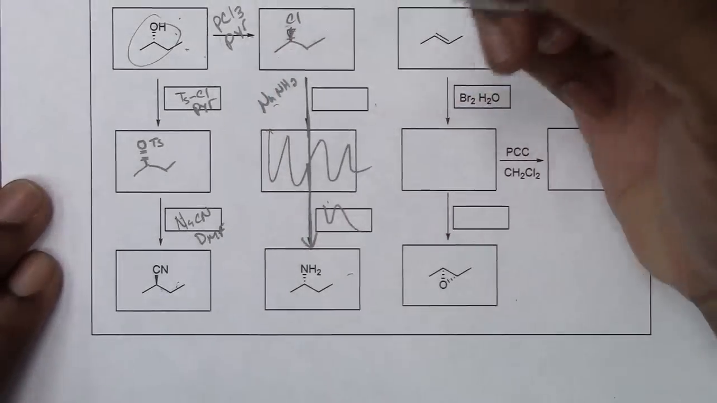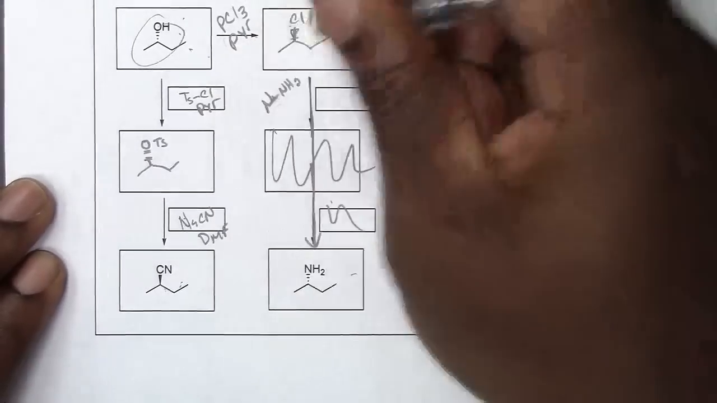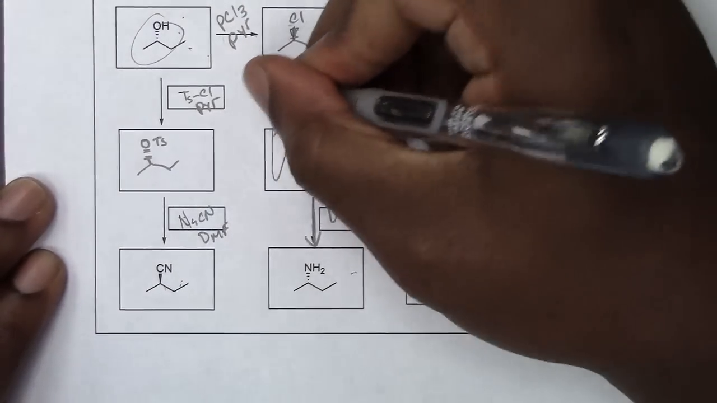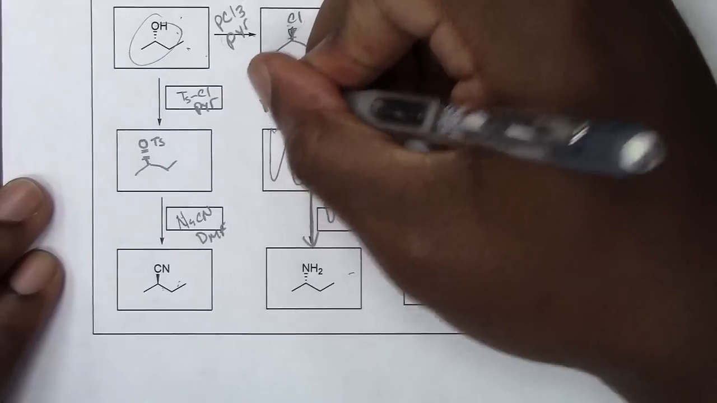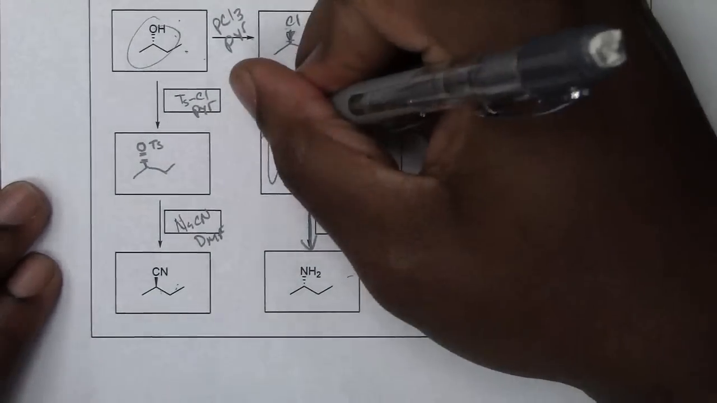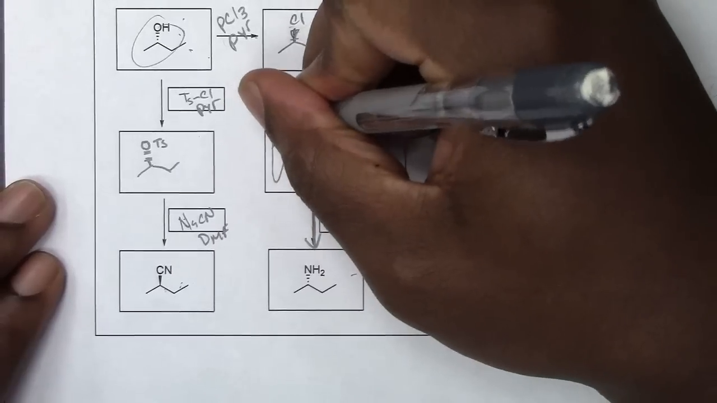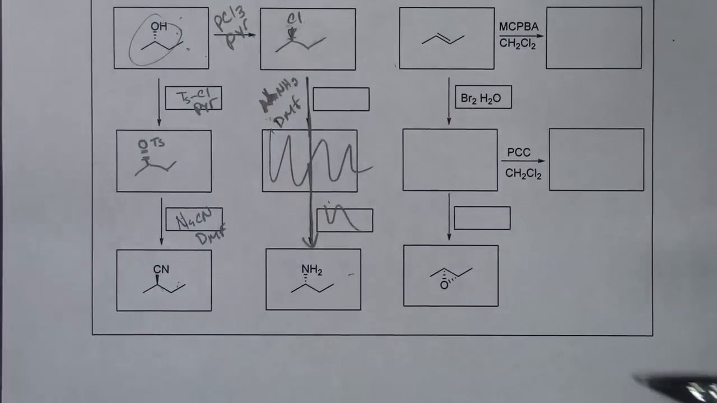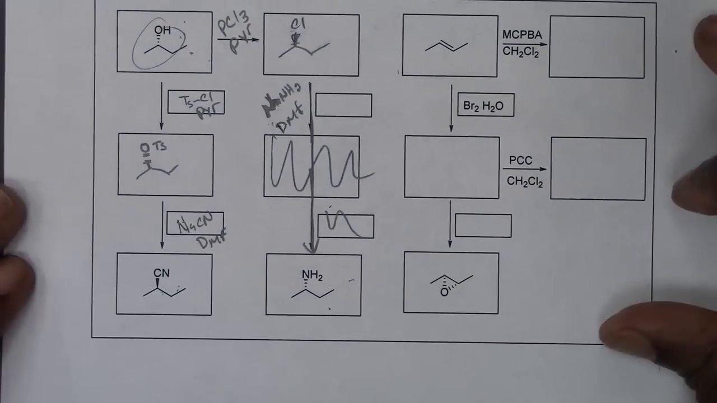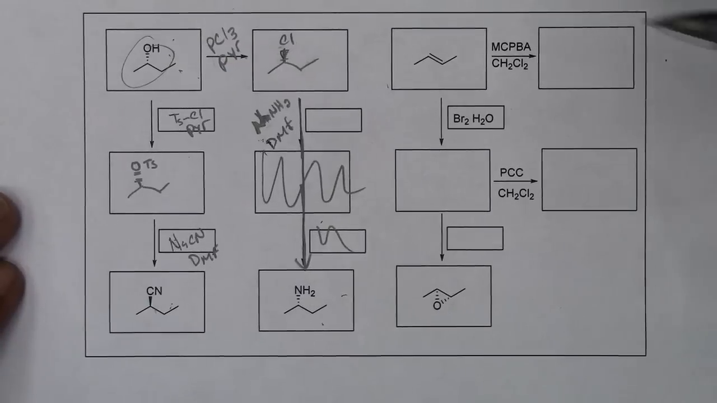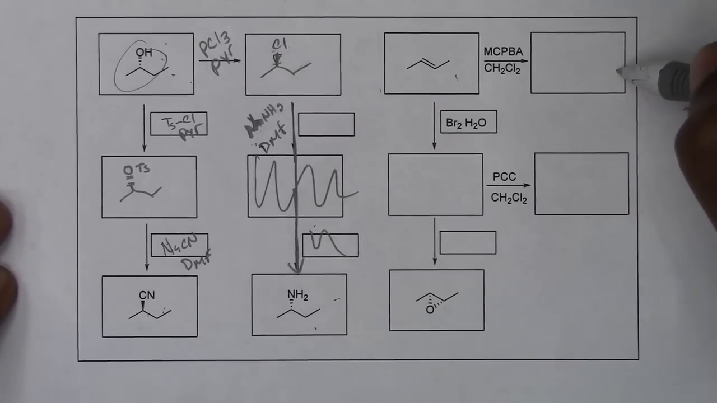NaNH2. So you guys aren't that bad off. I was a little bit worried about y'all, but y'all seem like you might have it together a little bit. So NaNH2, we'll use DMF, which is polar aprotic, and we get our second inversion. Now we're done. Now what does MCPBA do to a double bond?